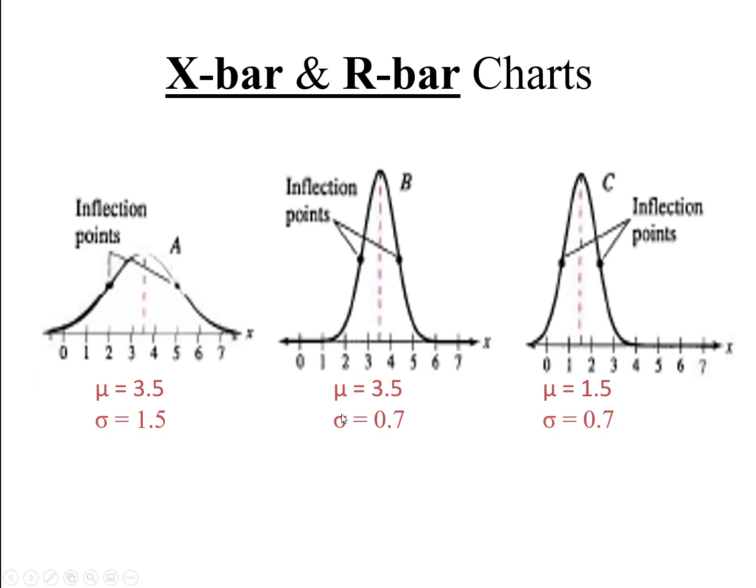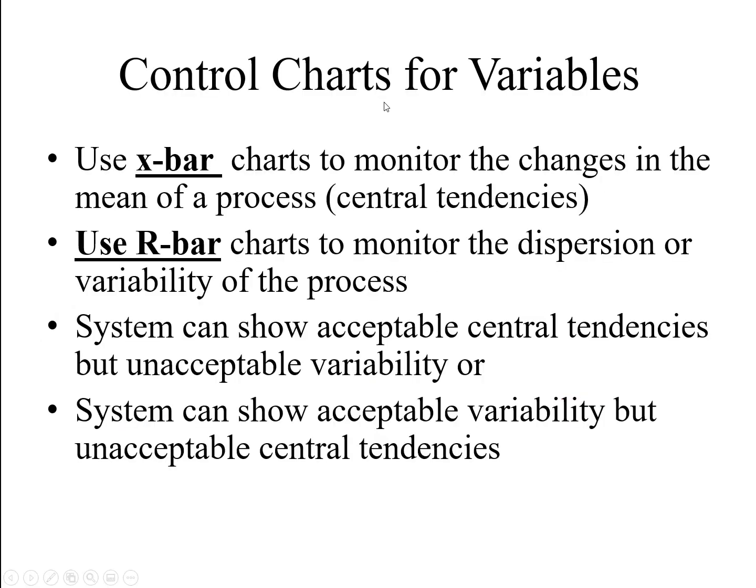Similarly, if you have a look at this one, the standard deviation of this one and this one is the same, 0.7 and 0.7, but their mean is varying. Their mean is changing because this one's mean is 3.5 and this one's mean is 1.5. So in order to check the mean variation, we will use the X bar chart. In order to check the dispersion in a specific distribution, we will use the R bar chart.